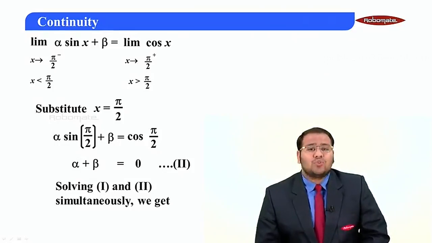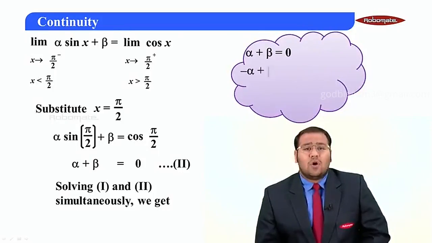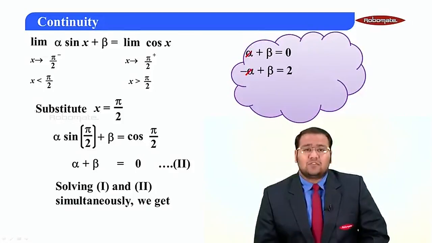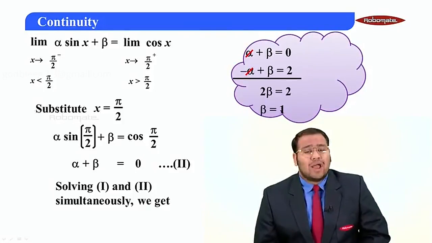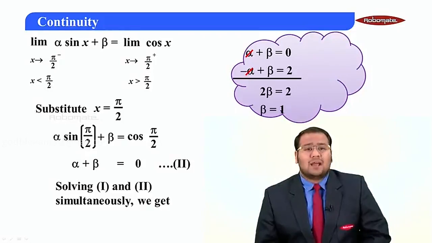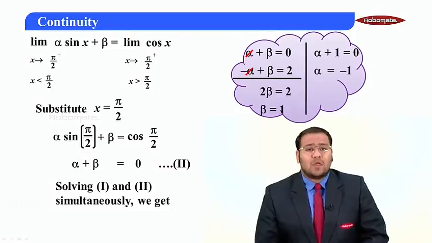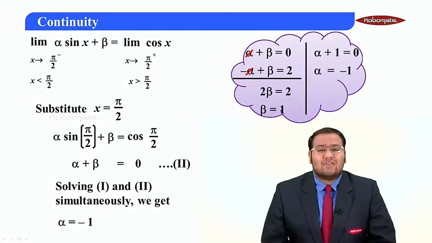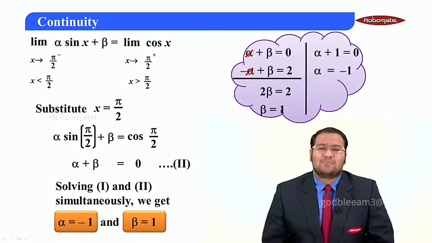Now, solving both the equations 1 and 2 simultaneously, what do we get? We know alpha plus beta is 0, and we also know minus alpha plus beta is 2. So by adding them, you would get 2 beta as 2, and from this I get the value of beta as 1. We also know if alpha plus 1 is 0, then alpha would be minus 1. So in this case, the values of alpha and beta are: alpha is minus 1 and beta is plus 1.